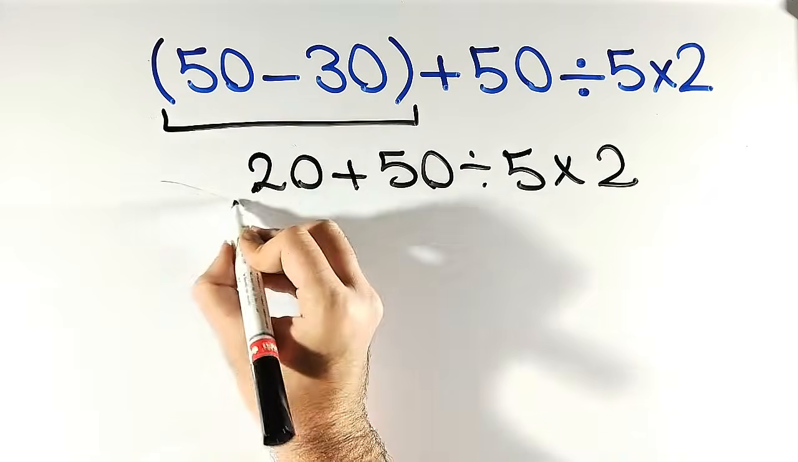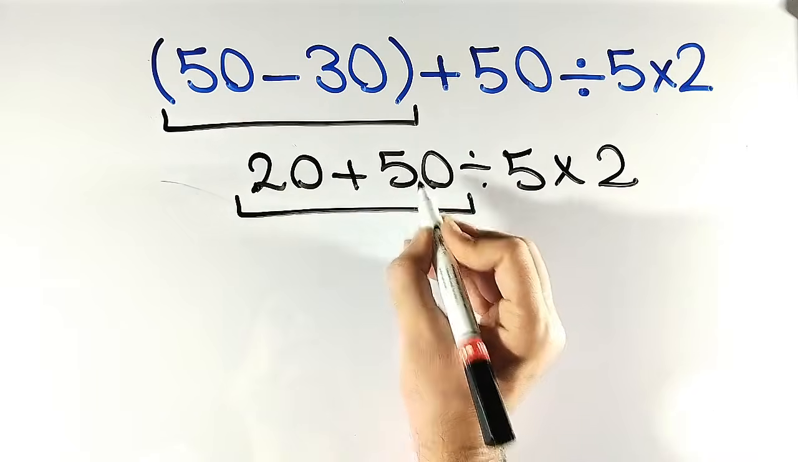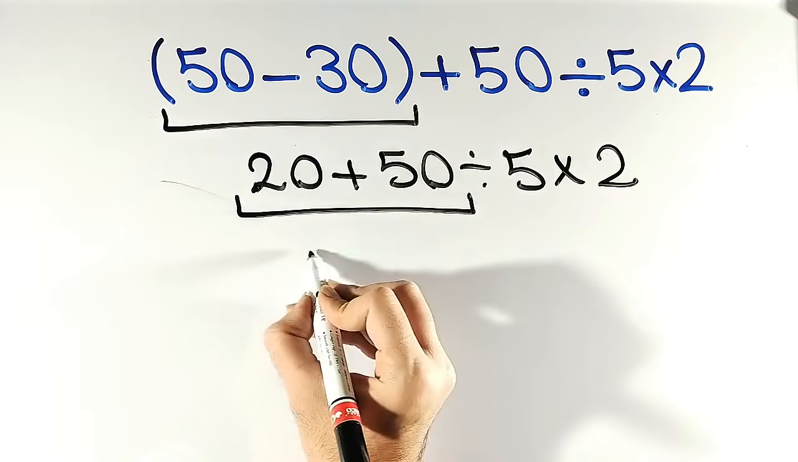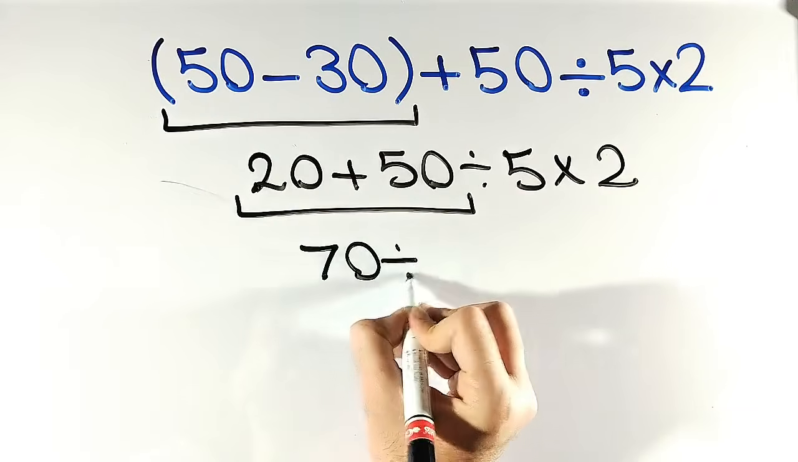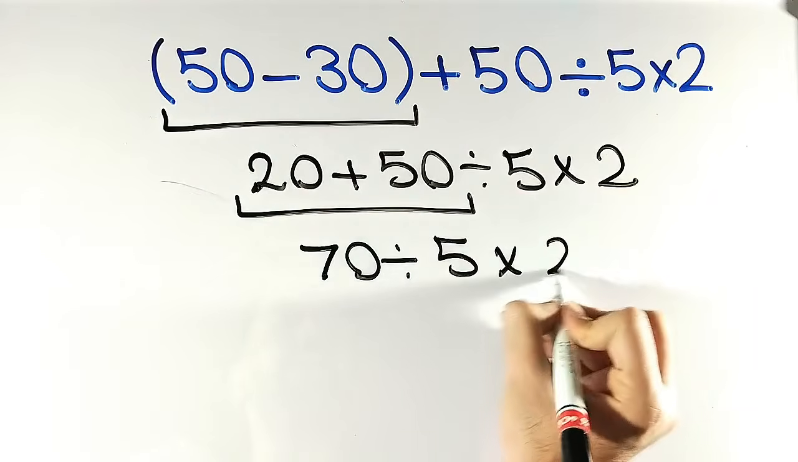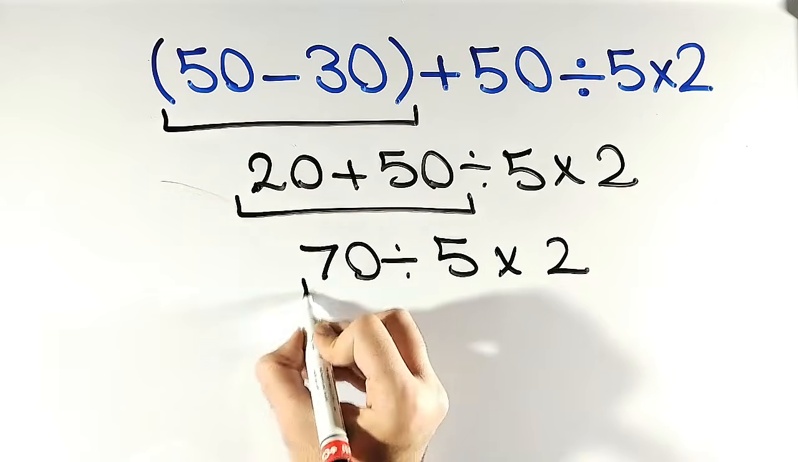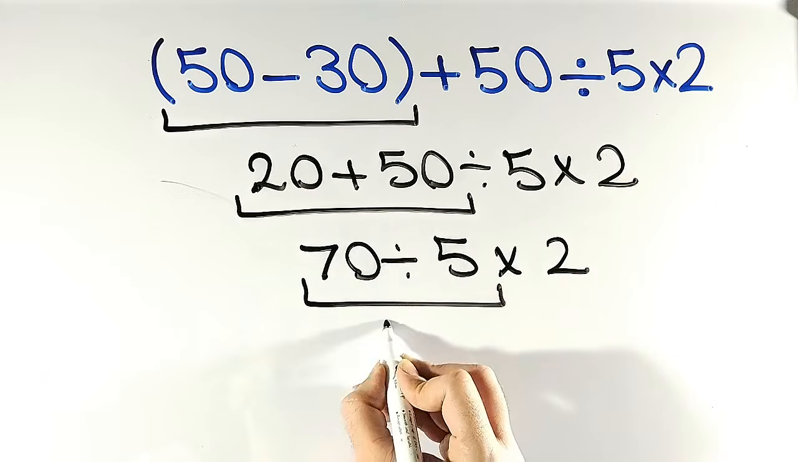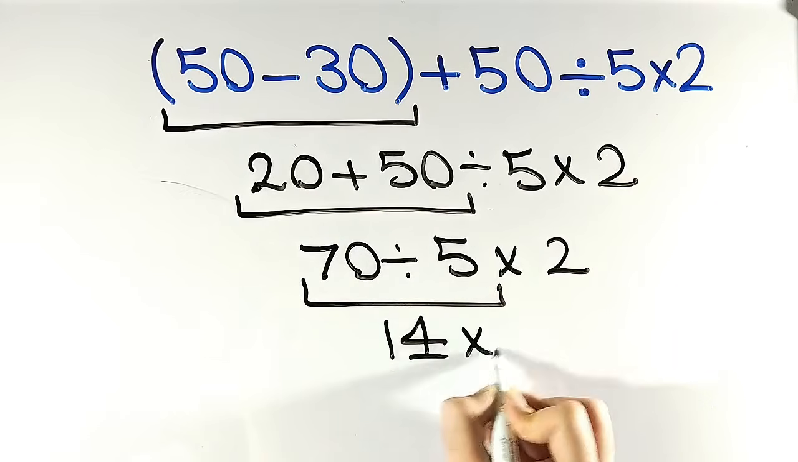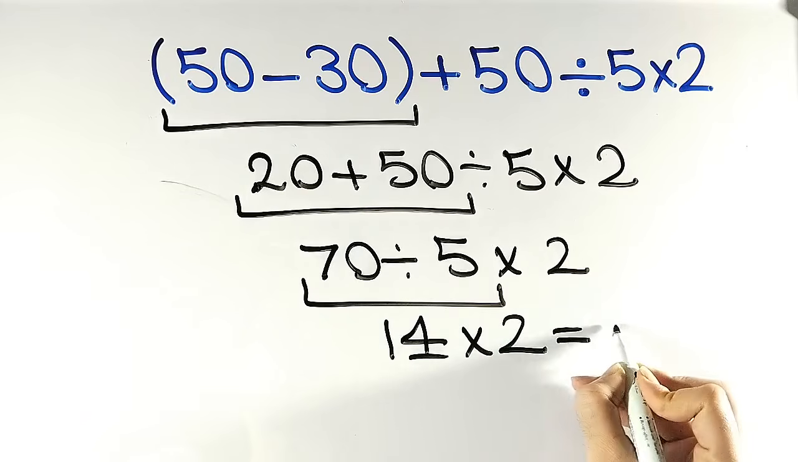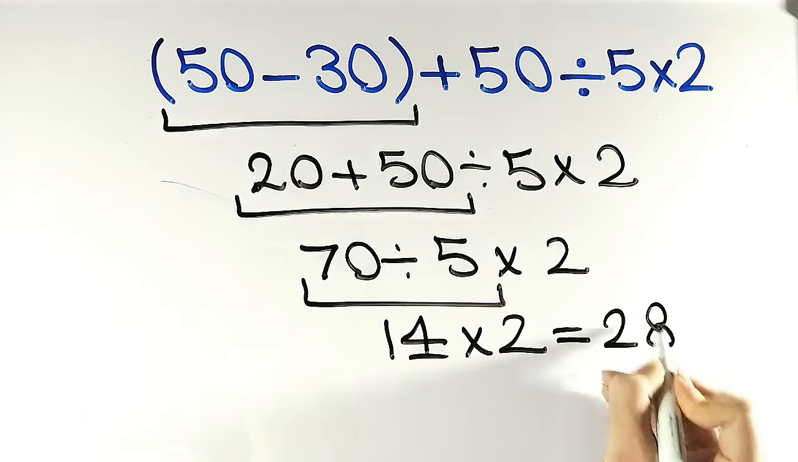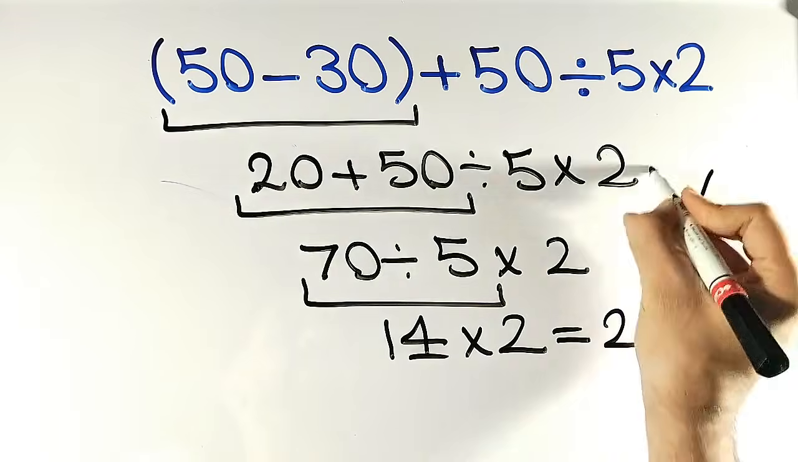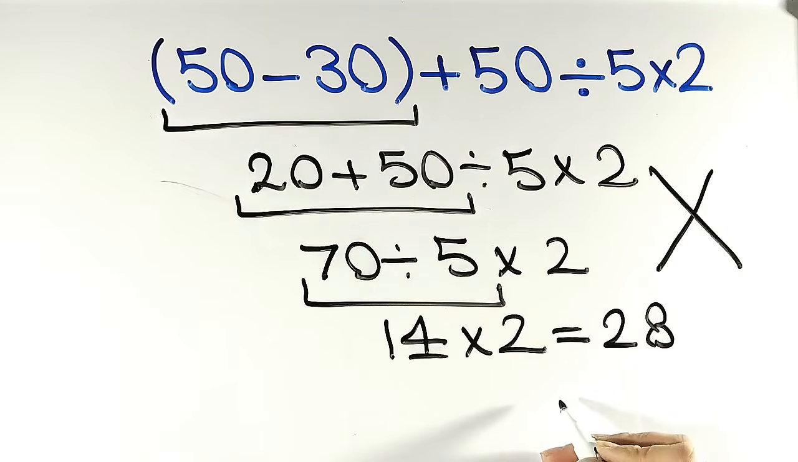And the next step, they go for the addition between 20 and 50 and write this expression as 70 divided by 5 multiplied by 2. Then they go for the division between 70 and 5 and instead of this expression, they write 14 multiplied by 2, which finally gives them the answer 28. However, it's not the correct answer to this question.